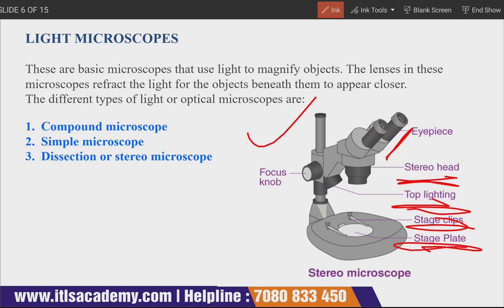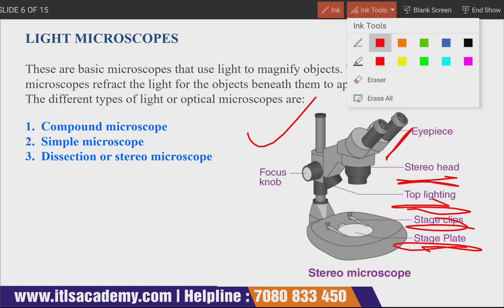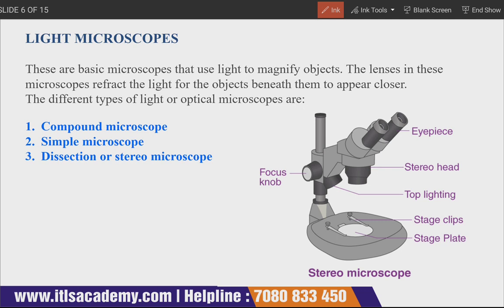Again, this stage clip, what does it do? It generally fixes the slide so that it cannot move. This is the stage plate where you place your slide, and by this clip you can hold that slide so that it cannot move. And here is a focus knob where you can adjust your focus. So there are different types of microscope that we have already seen in the table.